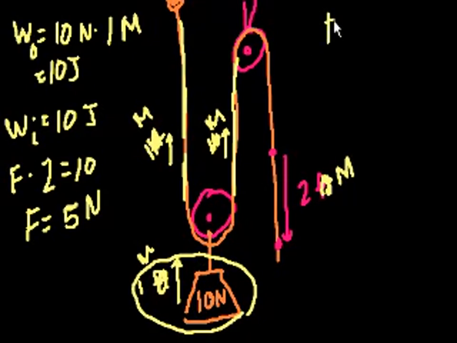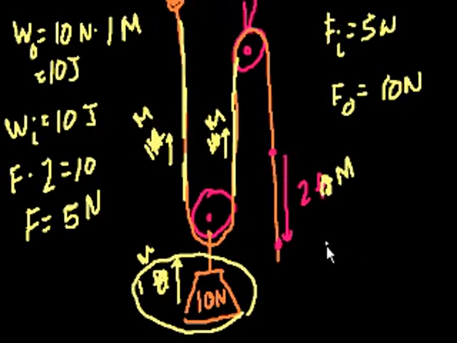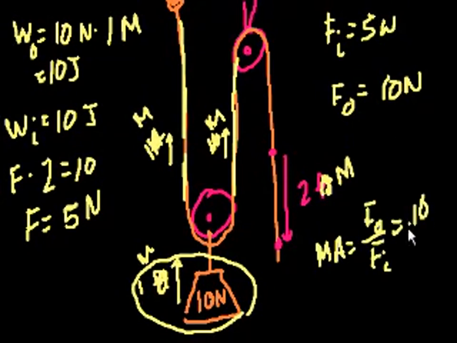So what was the input force? The input force is equal to 5 newtons. And the output force of this machine is equal to 10 newtons. And mechanical advantage is the output over the input. So the mechanical advantage is equal to the force output divided by the force input, which equals 10 over 5, which equals 2. And that makes sense, because I have to pull twice as much for this thing to move up half of that distance.